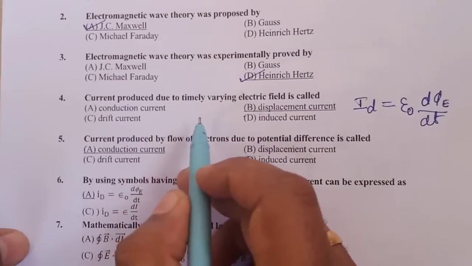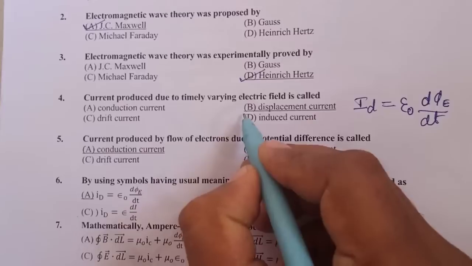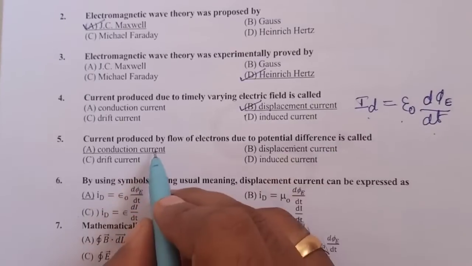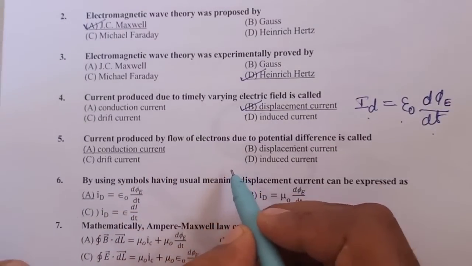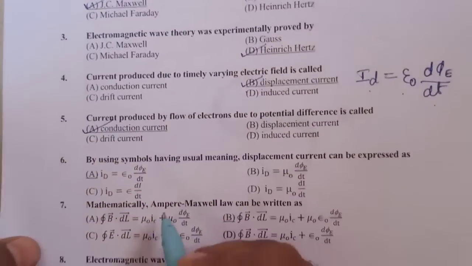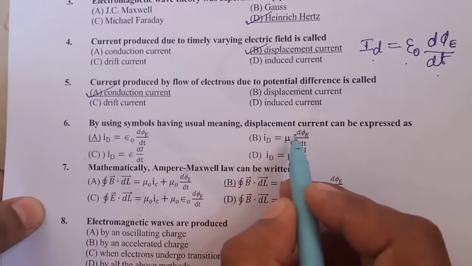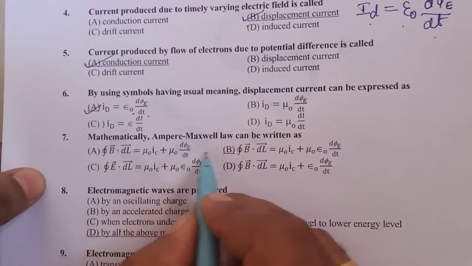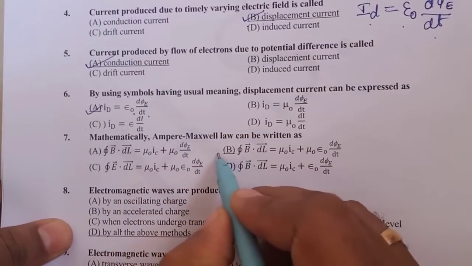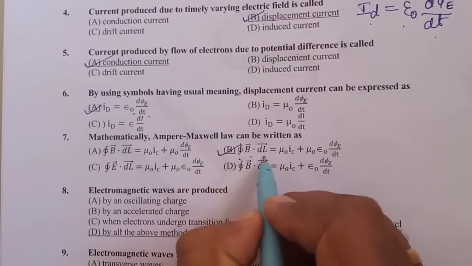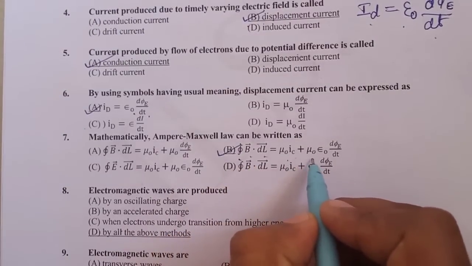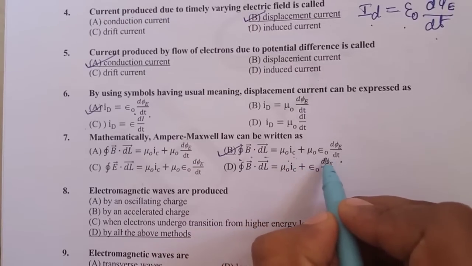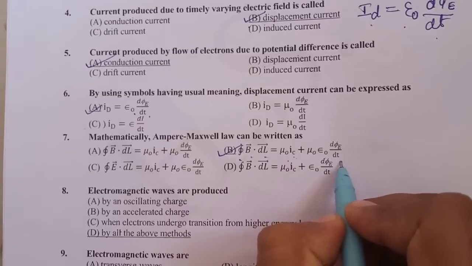Current produced due to a time-varying electric field is called displacement current. It is given by I_D equal to epsilon naught d phi by dt. Current produced due to the flow of electrons under a potential difference is called conduction current. By using symbols having usual meaning, displacement current is given by I_D equal to epsilon naught d phi_E by dt. Mathematically, Ampere-Maxwell's law can be written as integral of B dot dl equal to mu naught I_C plus mu naught epsilon naught d phi by dt, where I_C is the conduction current and epsilon naught d phi by dt is the displacement current.